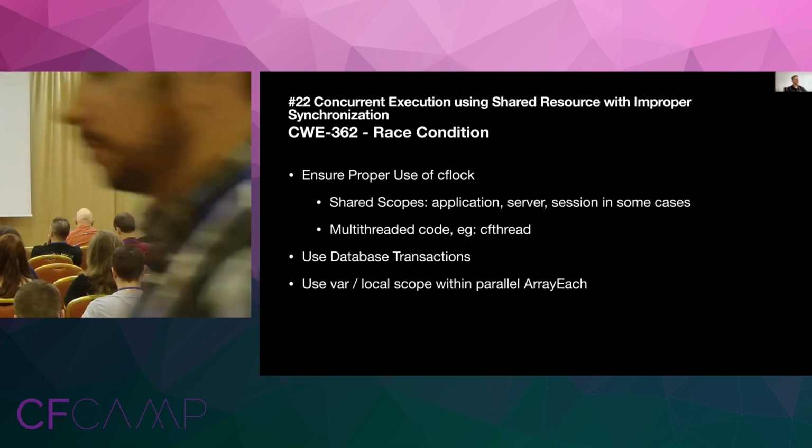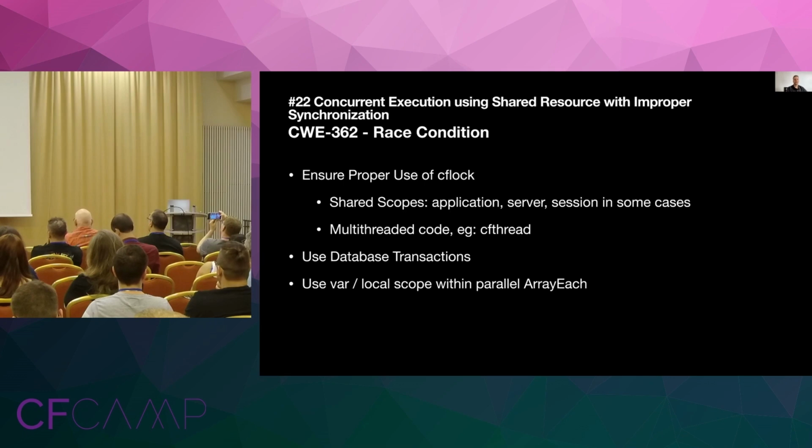Your multi-threaded code, if you happen to be using CF thread or array each with the parallel argument set to true. Using database transactions here can also help to ensure that consistency. And if you are using array each, make sure that you're using the local scope or the var scope within your function that gets called for each element of the array, because I've seen that cause issues as well, where if you're not using the var scope, it gets confused pretty quickly.